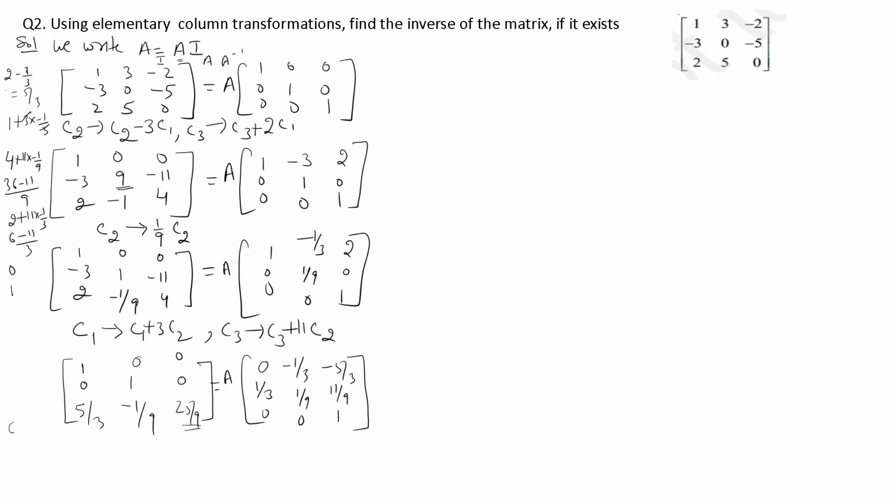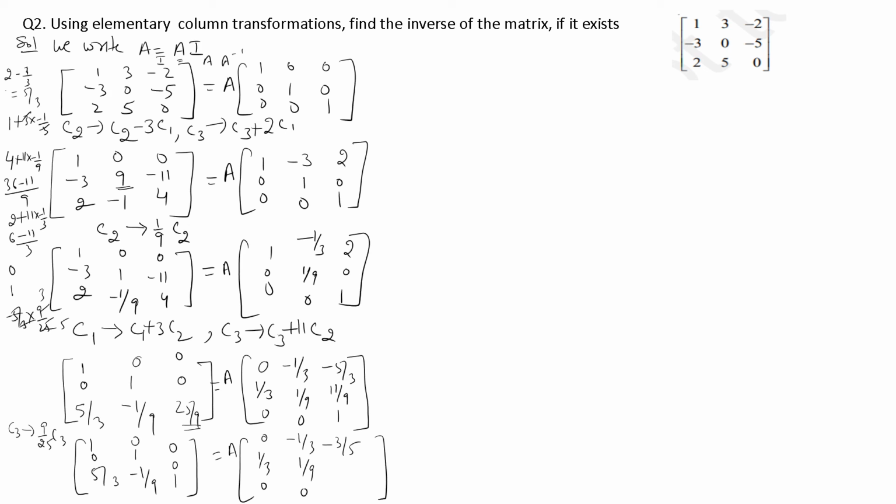So the operation will be C3, as it is in column number 3. C3 is 9 by 25 times C3. So no effect to any of the other columns. So this is 1 by 9, this is 0, 0 and 1. So here also 0, 1 by 3, 0, minus 1 by 3, 1 by 9, 0. So this is your 9 by 25 times. Okay, so minus 5 by 3 into 9 by 25. So this is minus 3 by 5. Okay, so this is again 11 by 9 into 9 by 25. So this is 11 by 25.